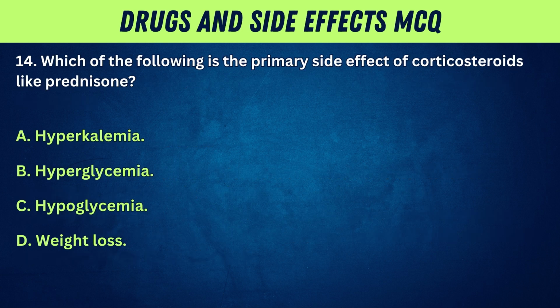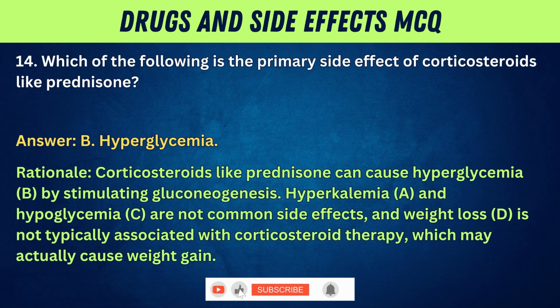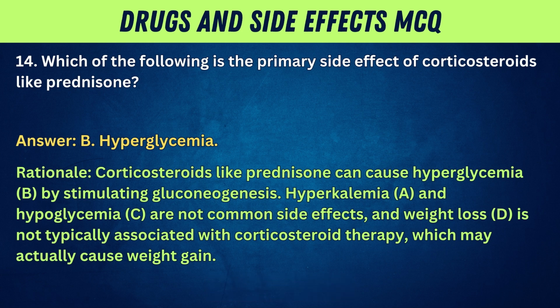14. Which of the following is the primary side effect of corticosteroids like prednisone? A. Hyperkalemia. B. Hyperglycemia. C. Hypoglycemia. D. Weight loss. Answer: B. Hyperglycemia. Rationale: corticosteroids like prednisone can cause hyperglycemia, B, by stimulating gluconeogenesis. Hyperkalemia, A, and hypoglycemia, C, are not common side effects, and weight loss, D, is not typically associated with corticosteroid therapy, which may actually cause weight gain.